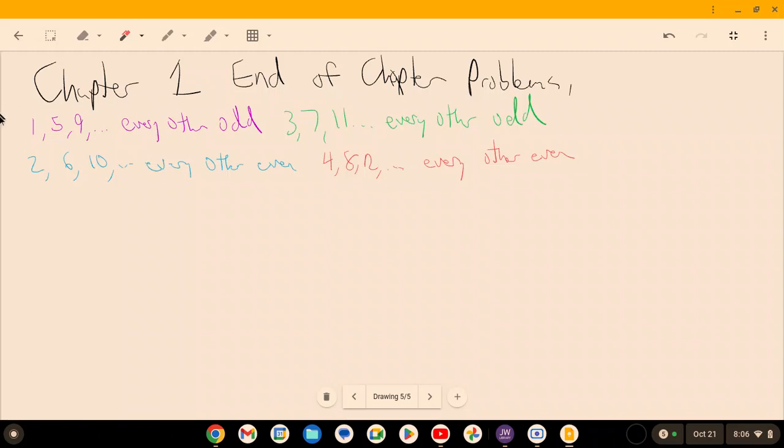1, 2, 3, 4, 5, 6, 7, 8, 9, 10, 11, 12. So, yep, I got all of them in there. So I have 4 different segments, so I'm going to do this in 4 different days. That way I can say I got all the chapter 1 problems done. So I'm going to try to do that with all of them.